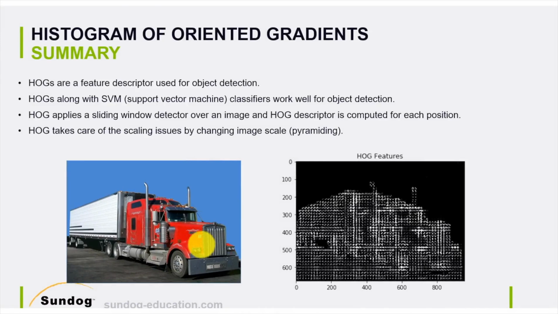Okay, so to summarize, HOG features are a feature descriptor used for object detection. HOG features are very powerful because they can be coupled with what we call a support vector machine classifier, which is a machine learning algorithm that can classify objects for us. HOG applies a sliding window detector over an image, and a HOG descriptor is computed for each position. HOG also takes care of scaling issues by changing the image scale, pyramiding. I can scale up and down, so I don't have to worry about the different scaling within the image. And obviously, it's not dependent on color. It's a very powerful and very compact way of representing images.